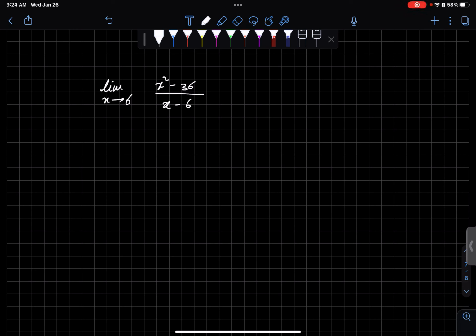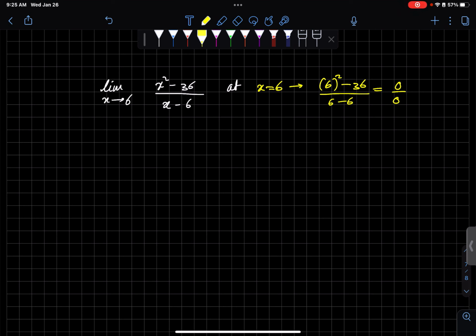So sometimes even if we cannot determine the limit directly by substituting, that does not mean that the limit doesn't exist. Okay, so let's just see what happens. So in this case, let's say we just substitute x equals 6. At x equals 6, this becomes 6 squared minus 36 over 6 minus 6, which is 0 over 0.